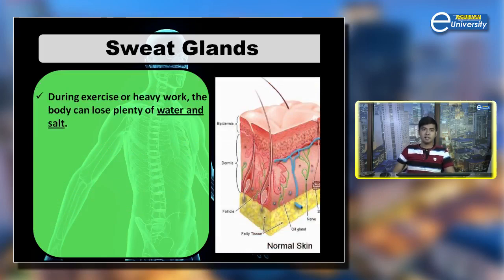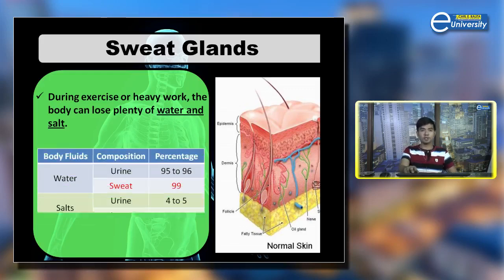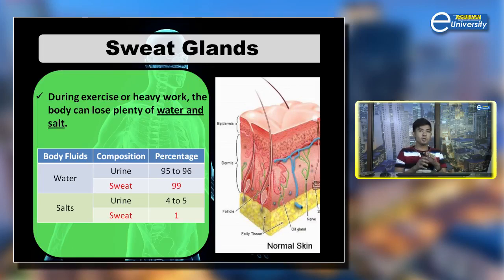Next are the sweat glands. During exercise or heavy work, the body can lose plenty of water and salt. So I have here a table which compares the composition of the bodily fluids, urine and sweat. In terms of water, urine is 95% water, while sweat is 99% water. In terms of salt, urine is 5% salt, while sweat is 1% salt.